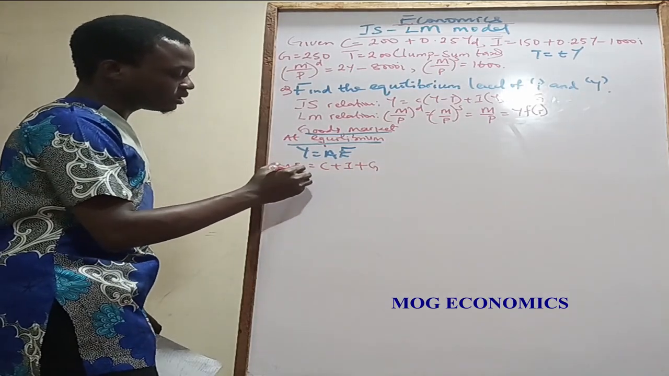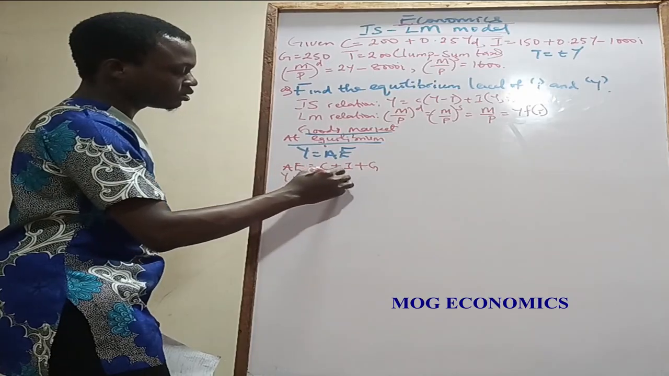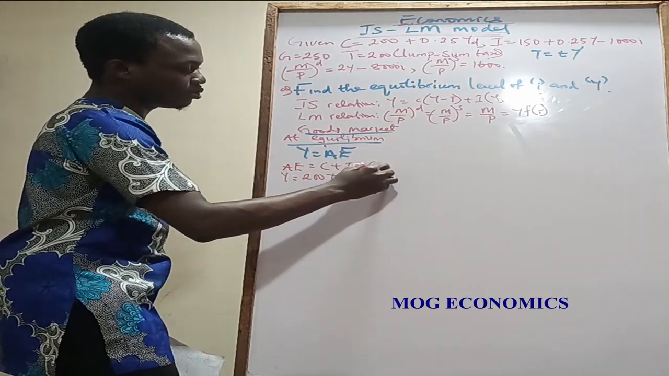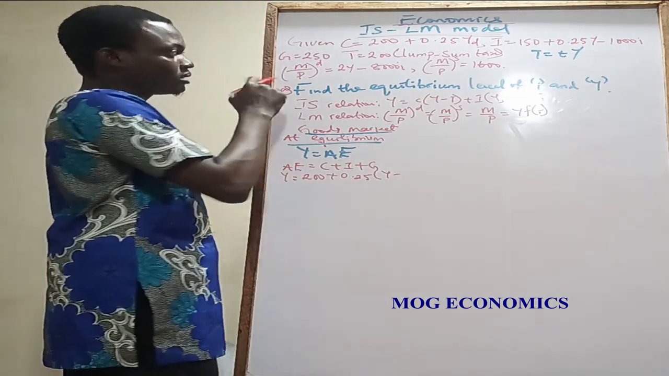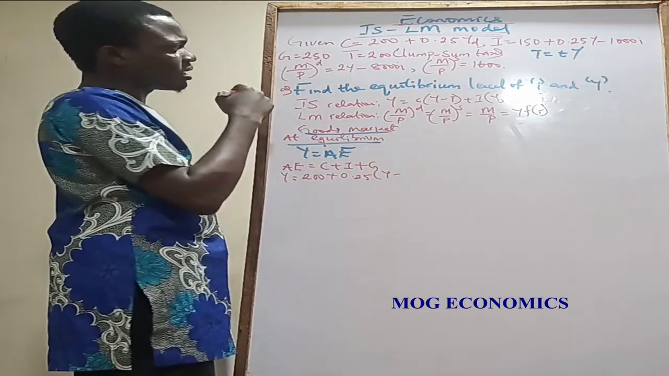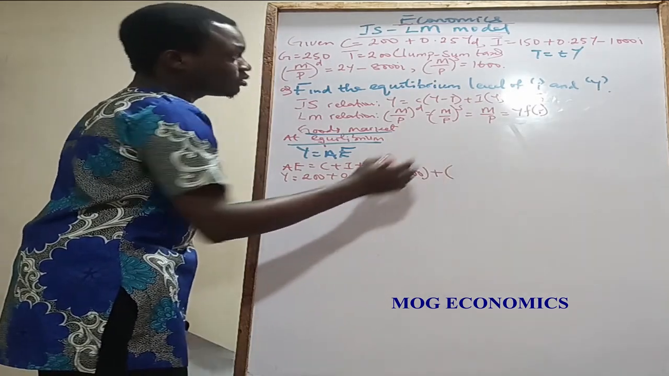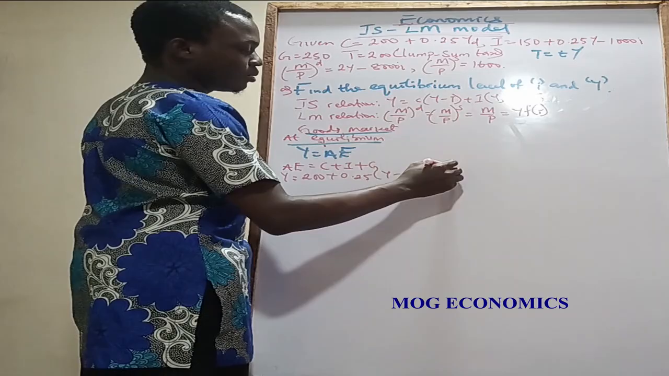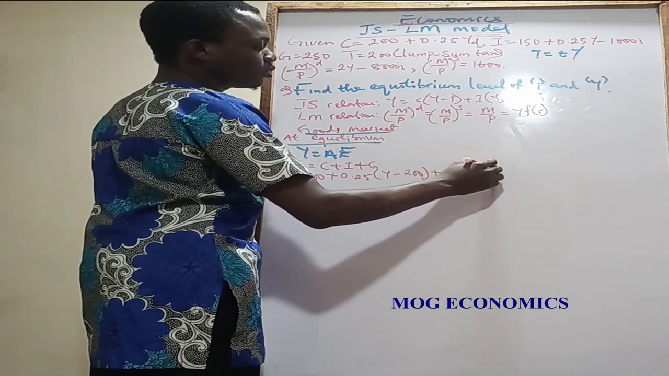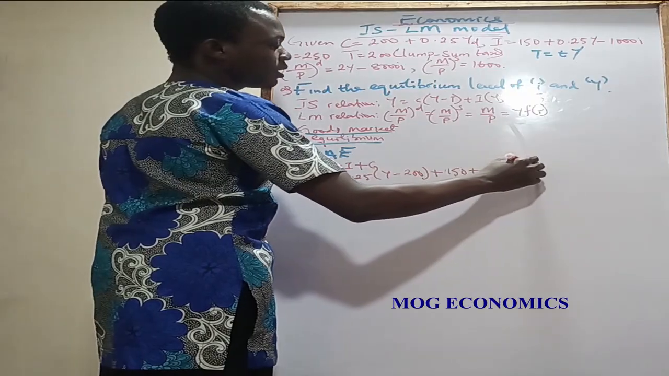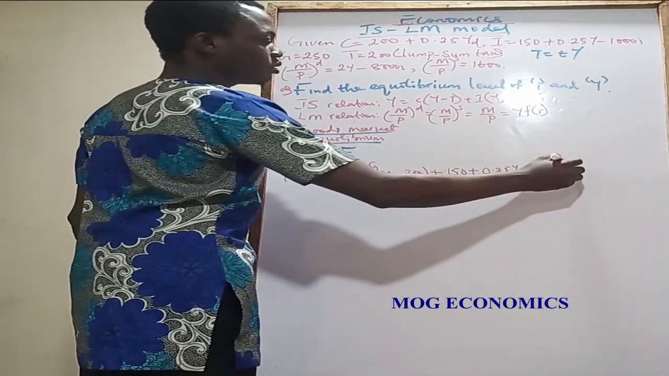So then Y equals, what's the C function? 200 plus 0.25 times (Y_d), but Y_d is Y minus T, right? Y minus tax. The tax has been given to be 200. Then plus I, I don't just write I again, so I'll write the whole thing: plus 150 plus 0.25Y minus 1000i. Then plus G, plus 250.